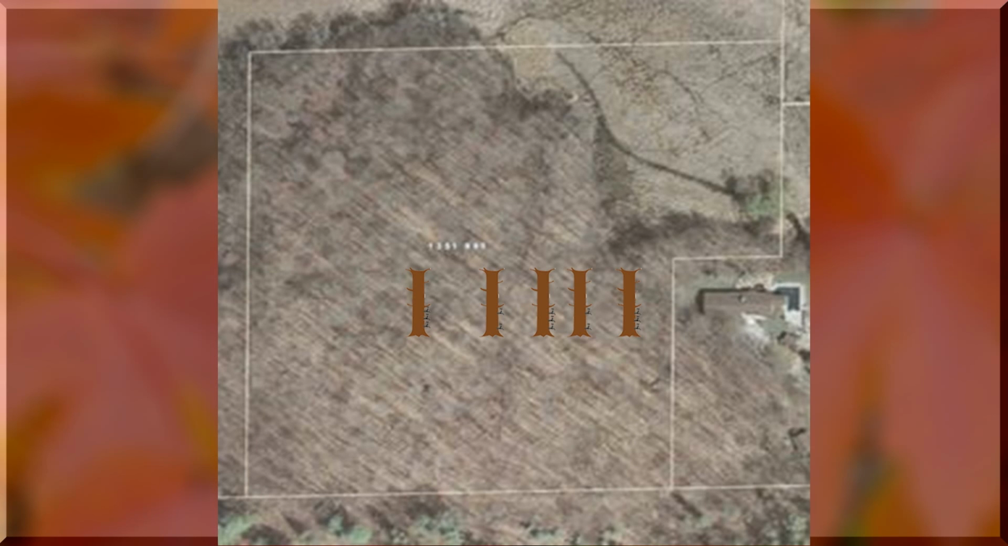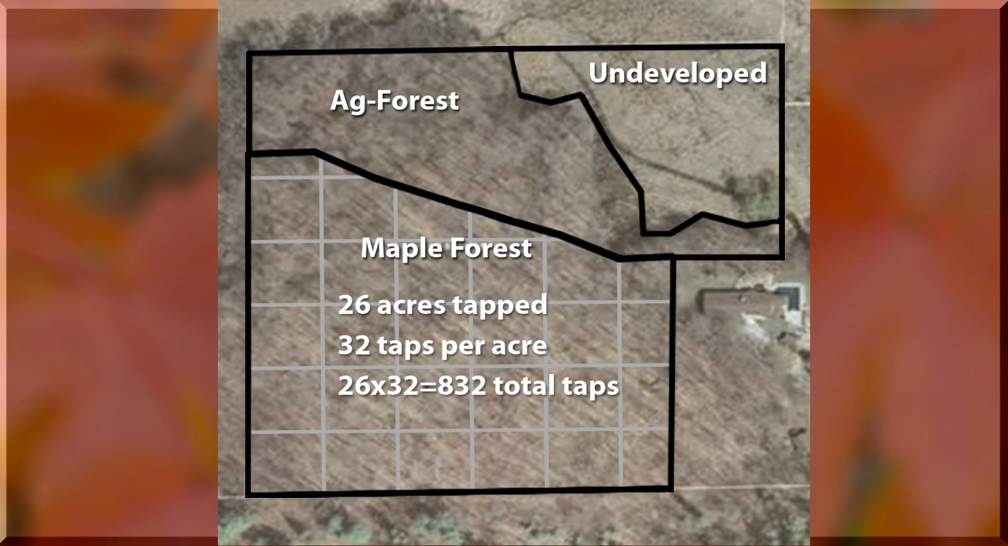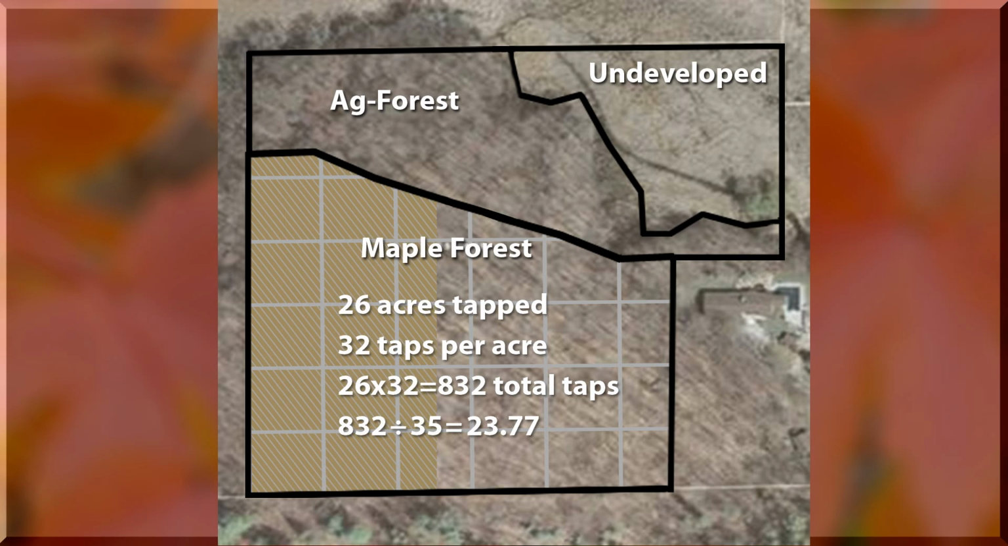For example, you have a 40-acre property with a stand of large trees. 26 of the acres are tapped. You find an average of 32 taps per acre for a total of 832 taps. 832 is divided by 35, the industry standard. This indicates 23.77 acres are eligible for a use value assessment.